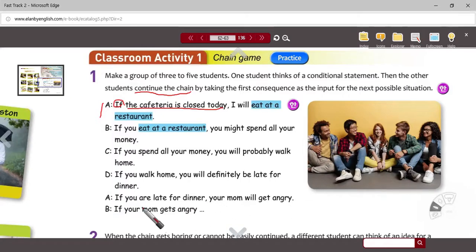So what's next? If your mom gets angry, she will yell at you. Okay, so she will shout at you. If your mom shouts at you, your dog will get scared. Okay, so I'm just making these up. Try this on your own or with your partner or with a group of people. I don't know how you're studying, but see if you can continue this chain. Okay? And then we'll come back.